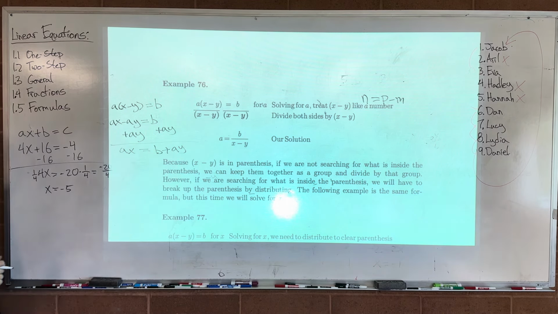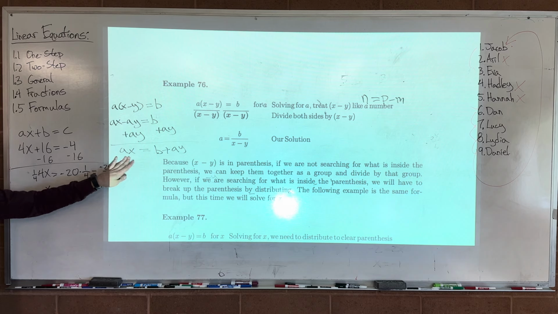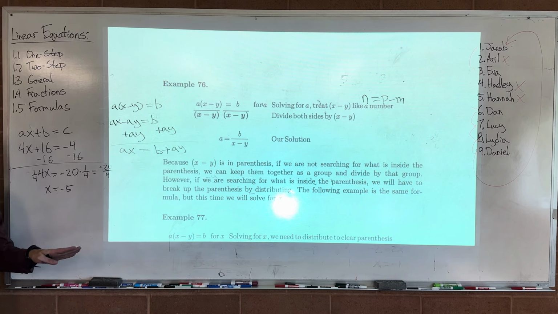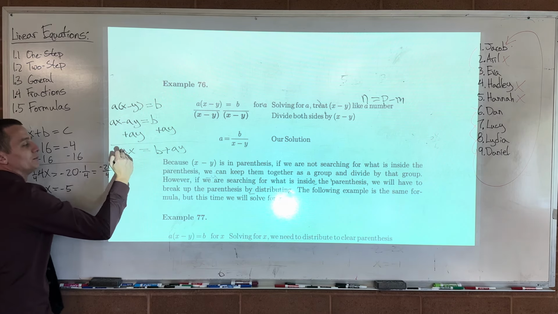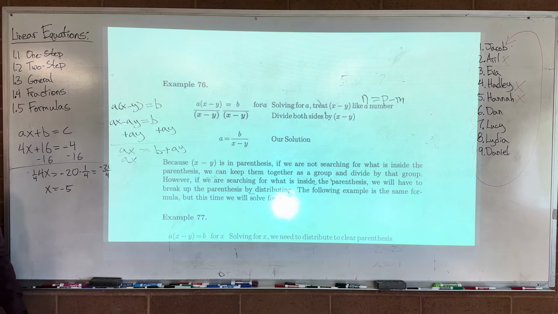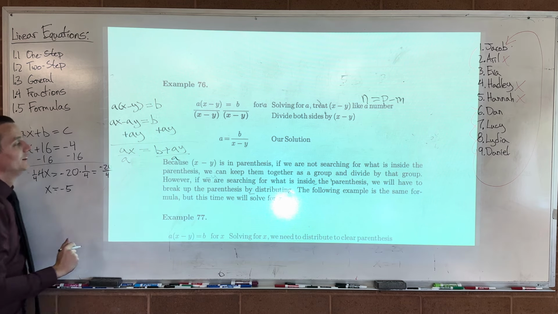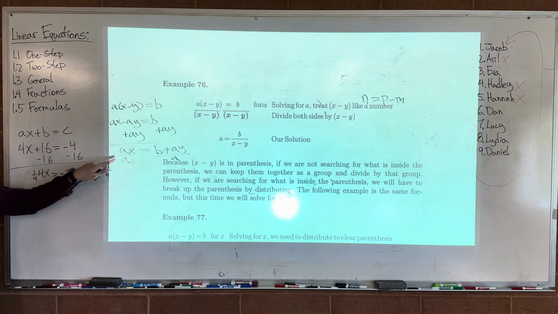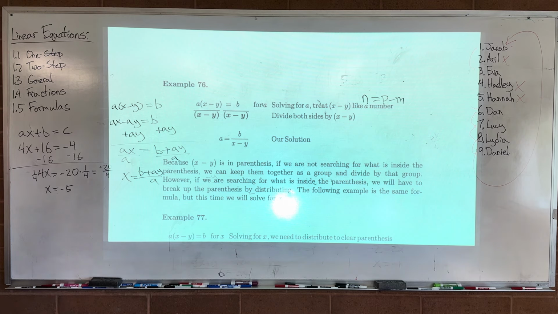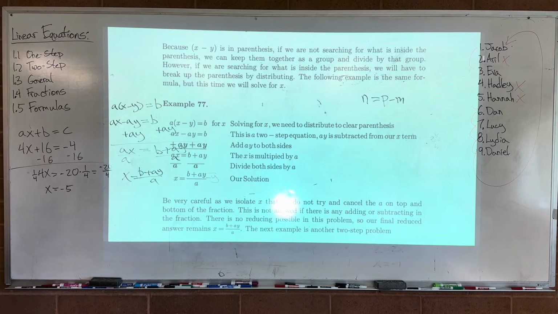I want the x by itself. What's next? Divide by a. If I divide both sides by a, ax divided by a, a divided by a is 1 times x is x. So x is equal to b plus ay over a. There we go.